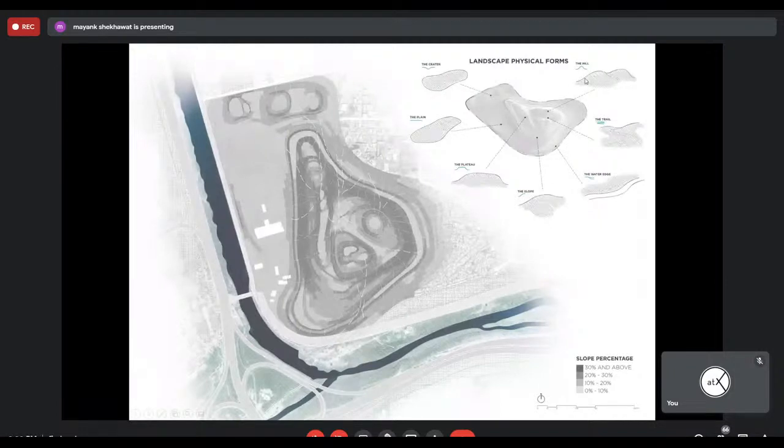Let's say we have a hill-like condition there. We want to use all these existing landscape features to define how the plan of the landscape park would be. We had a water edge right here at the bottom. We had some existing infrastructure, and we wanted to use that as well. We had certain craters. We saw a massive water flow happening onto this area and this area as well. All of these water flows, slope percentages, and landscape features helped us to define the spaces, essentially.